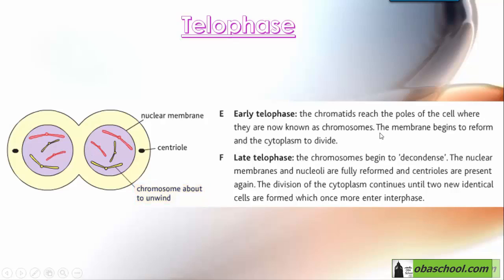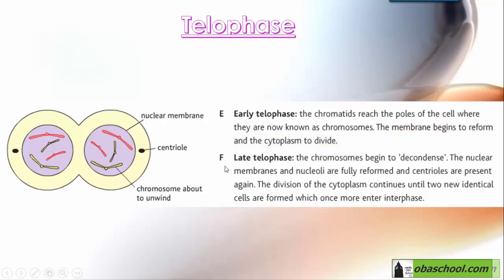The membranes of the nuclei begin to reform, and then the cytoplasm starts to divide. Notice how the division of the nucleus into two nuclei happens before the division of the cytoplasm.